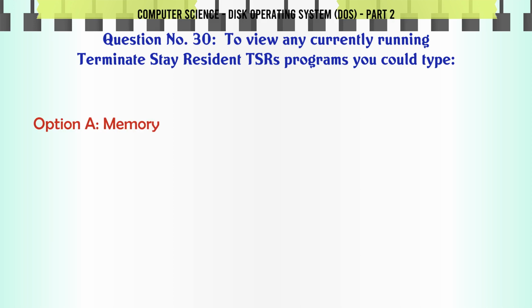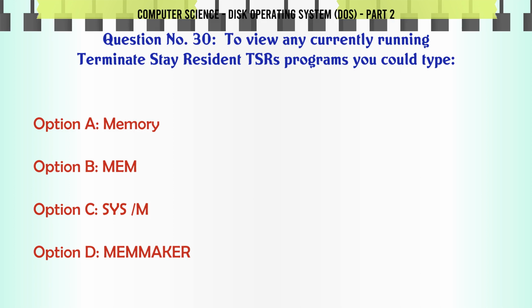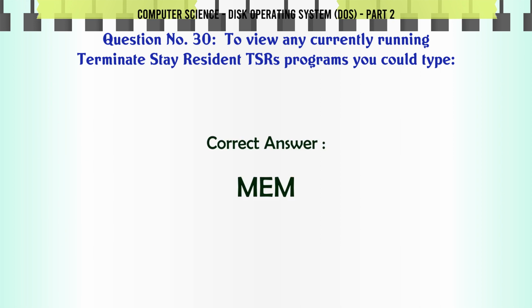To view any currently running Terminate and Stay Resident (TSR) programs, you could type A. Memory. B. MEM. C. sysm. D. MakeMaker. The correct answer is MEM.